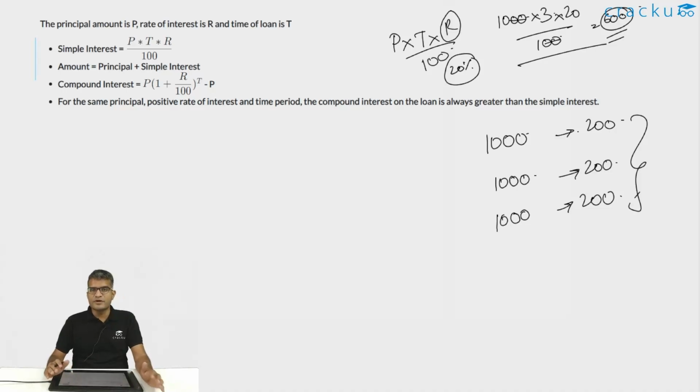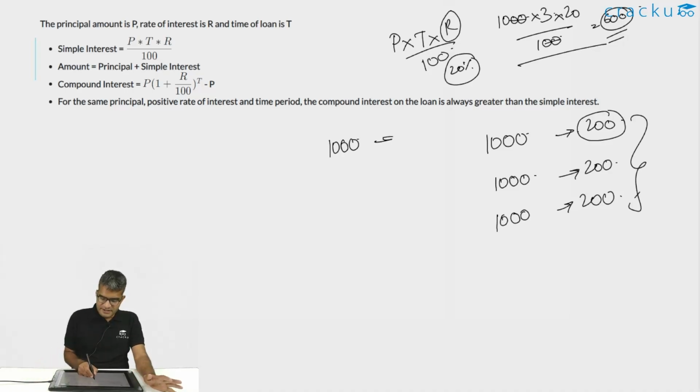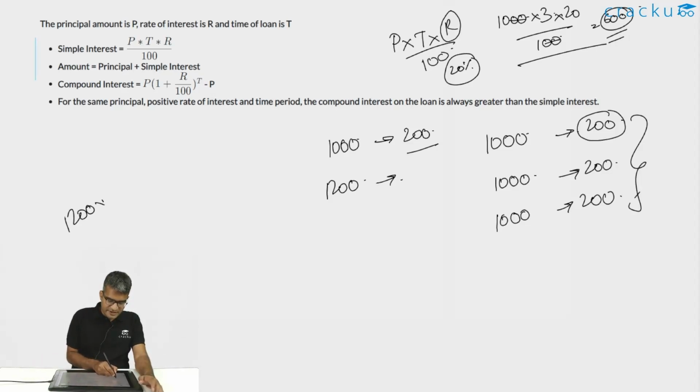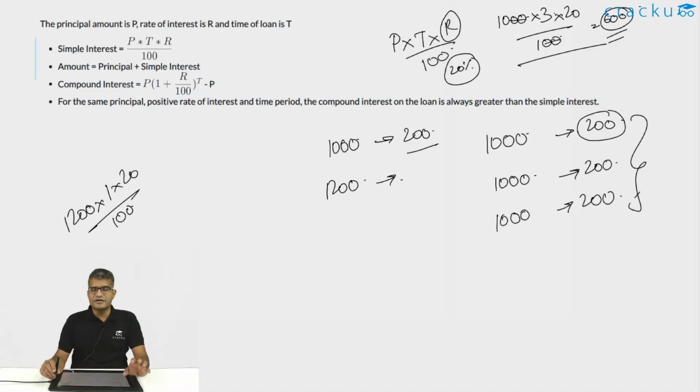In the case of compound interest, the interest generated in the first year is added back to the principal. That is, in compound interest, when the principal is 1000, the interest generated in the first year will be 200, which is exactly the same as the interest generated in simple interest. But now this 200 is added back to the principal and the principal for the second year will be 1200. This will generate an interest of 1200 into 1 year into 20 divided by 100. This is the compound interest generated for the second year. This will be equal to 240.